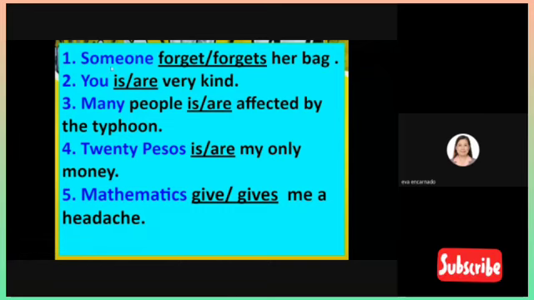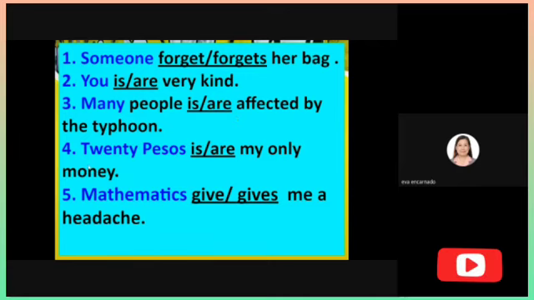Someone is singular. So we use the verb with S. Forgets. What about number 2? You. You is or you are? Yes. You are. We use the plural form of the verb when we use the subject you and I, di ba? Number 3, many people is or are? Are. Okay, that is plural. Many people is plural, so we need a plural verb. Are.